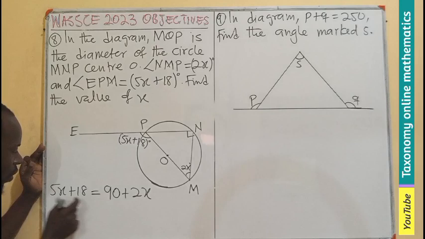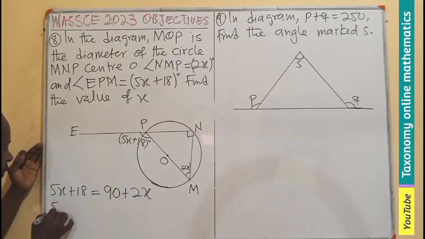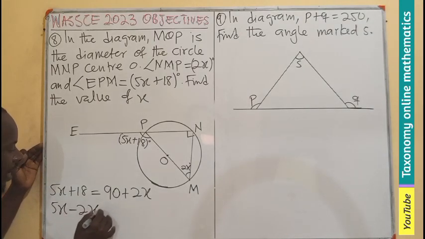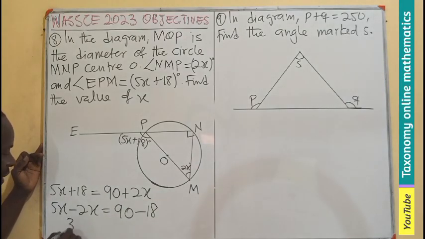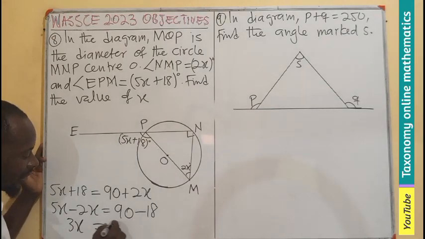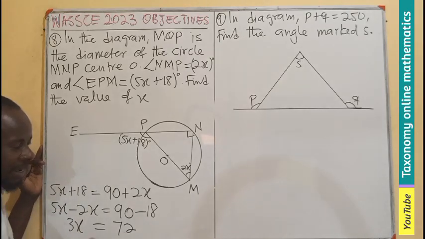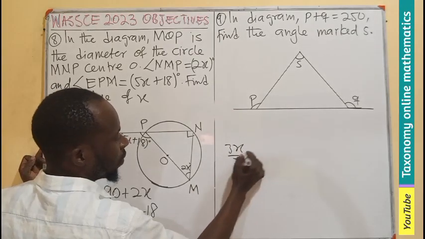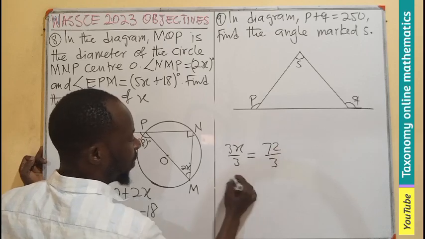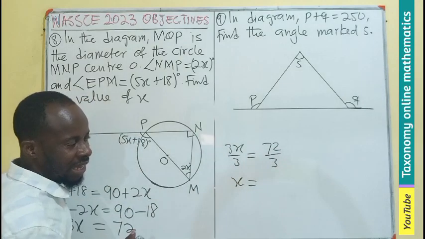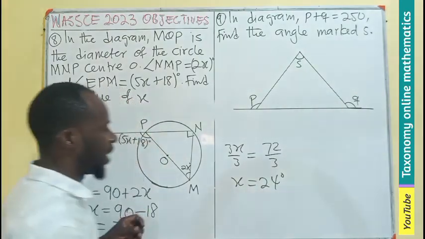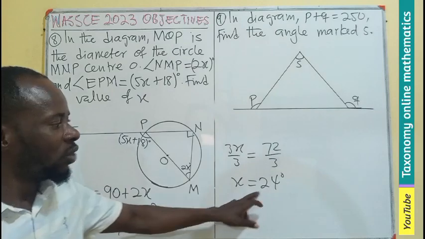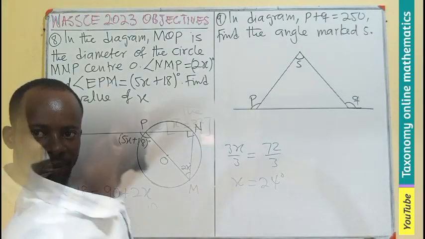So right away, this will come, this will go. So 5x minus 2x equals 90 minus 18. I believe I'll get 3x equals 72. All right, so let's divide by 3. So 3x divided by 3, 72 divided by 3. 3 will go there 2 times, a remainder of 1, 12. So we have the value of x will be 24 degrees.